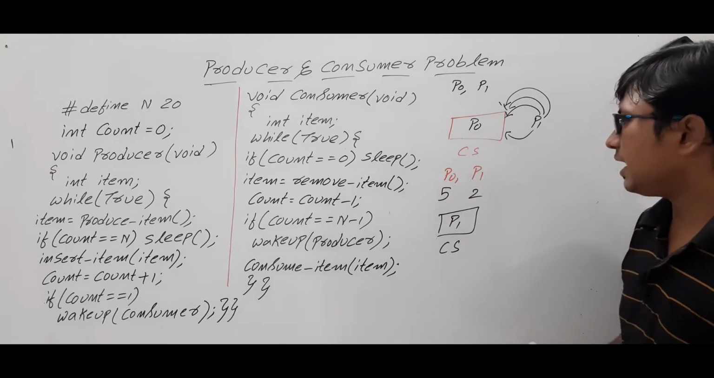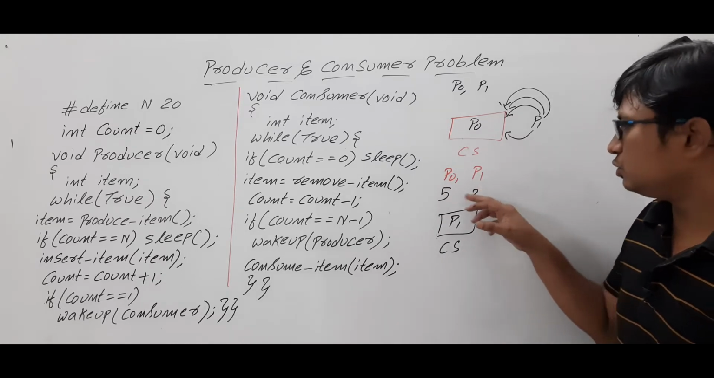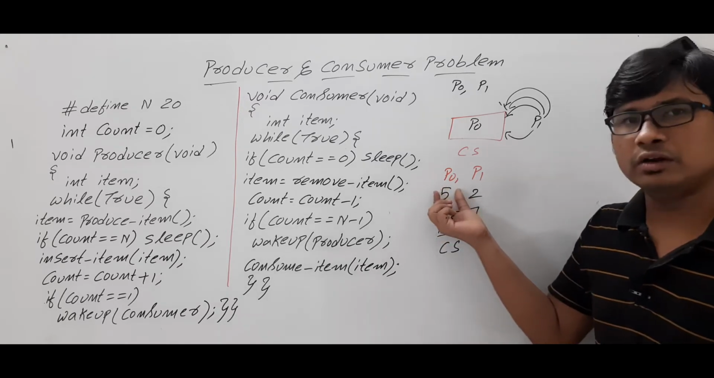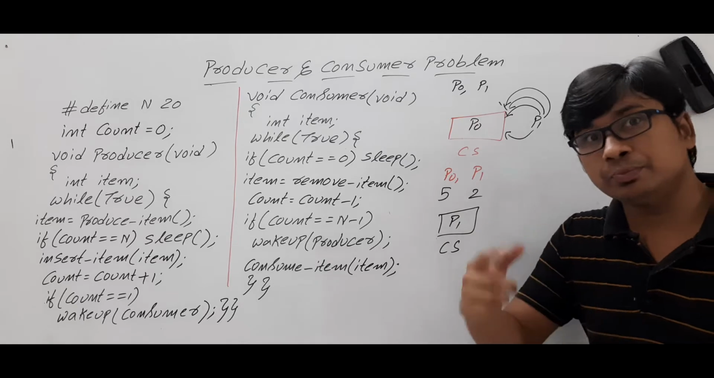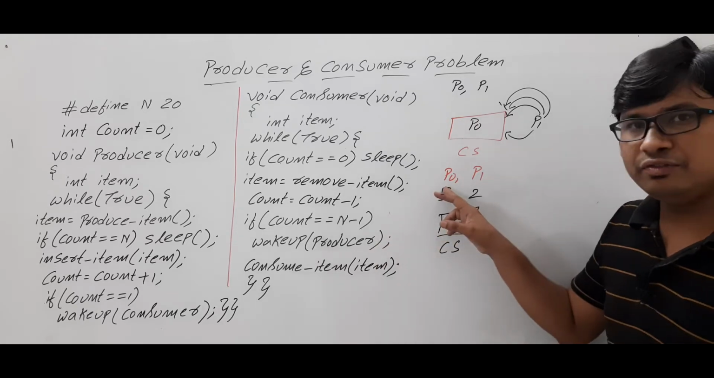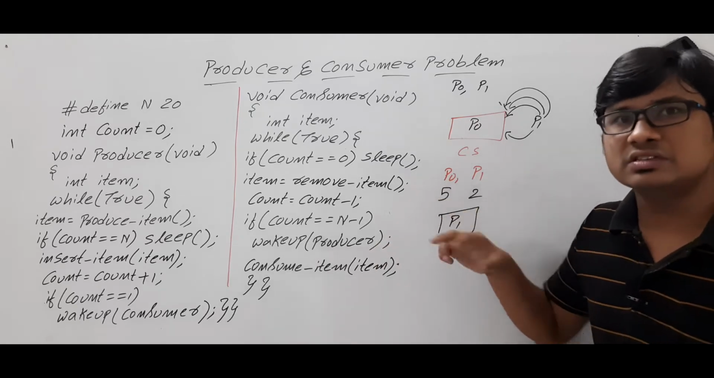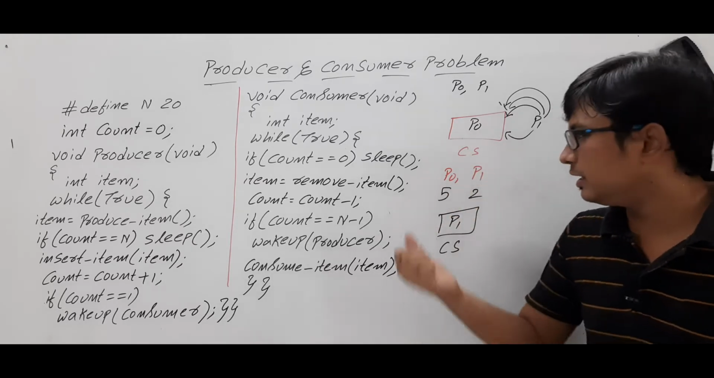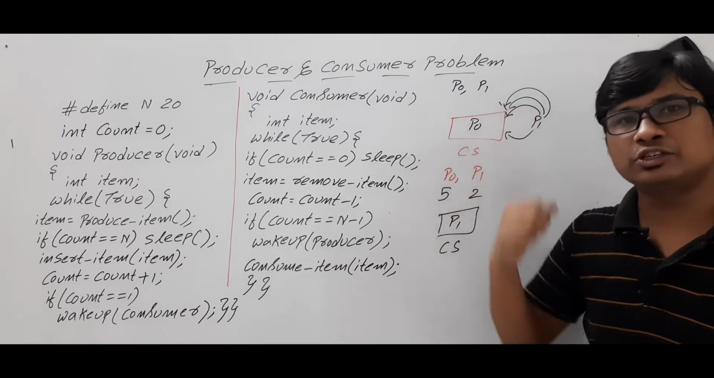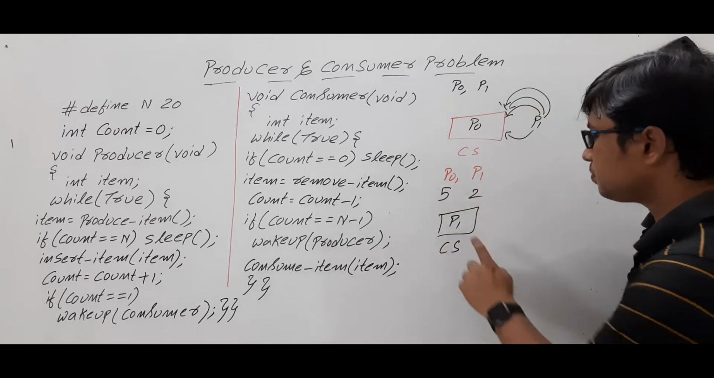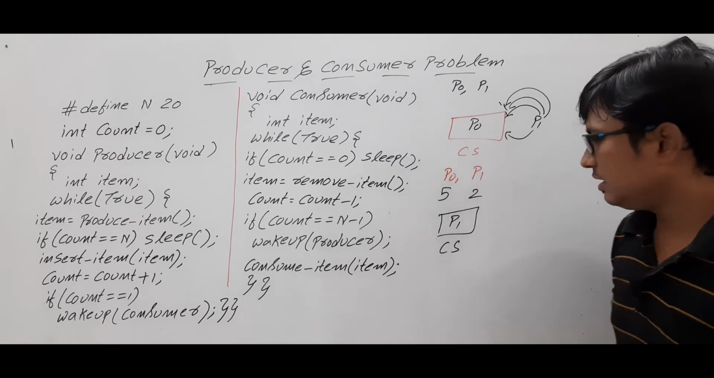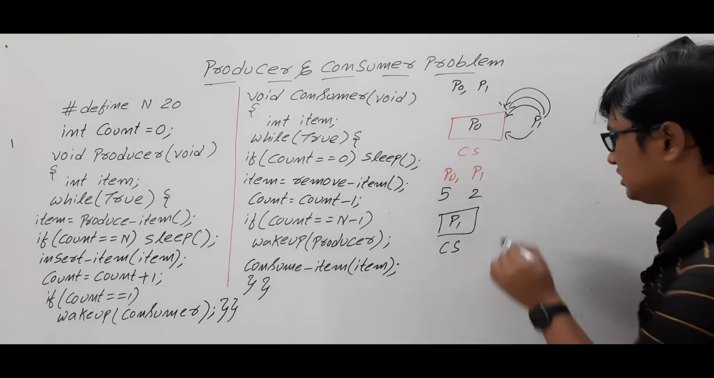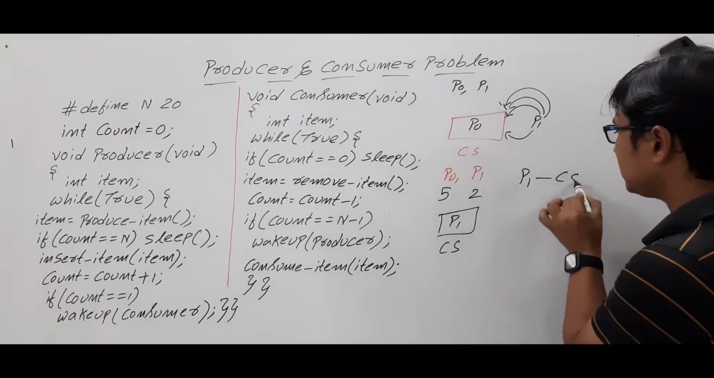Now look at the priority. The priority of P1 is 2 and the priority of P0 is 5. So which one has the highest priority? P0. We know that in the preemptive priority based scheduling mechanism, if a high priority process is there in the ready state, the process which is currently running will be preempted and process P0 will be dispatched to the running state. So process P1 has been preempted. Now where is the process P1? In the critical section.